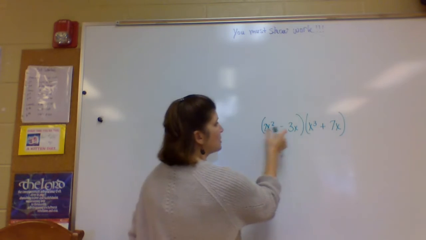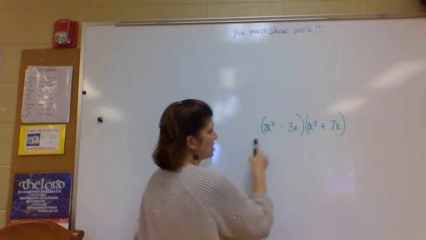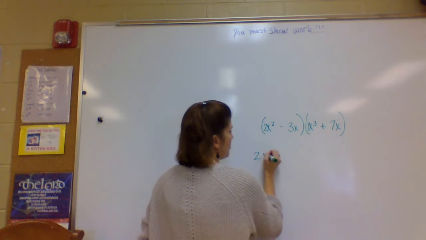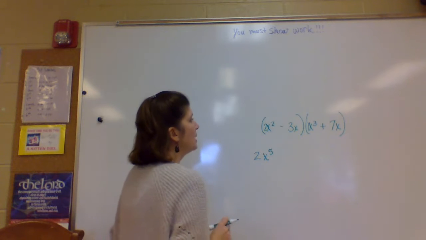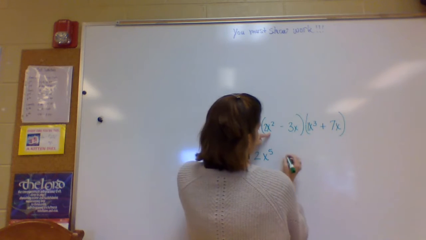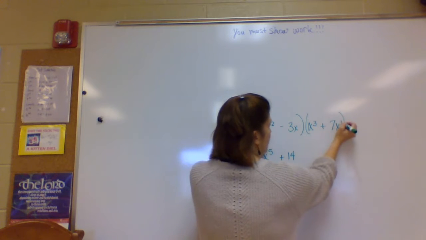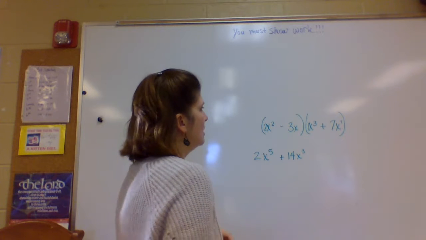So 2x squared times x to the third. Well, that's a 1 there, even if we can't see it. 2 times 1 is 2. And x to the second times x to the third is x to the fifth, because we add the exponents. That's our shortcut. Then the first times this one gives me 14, 2 times 7. X to the second times x to the first gives me x to the third. It's not hard, it's just tedious.